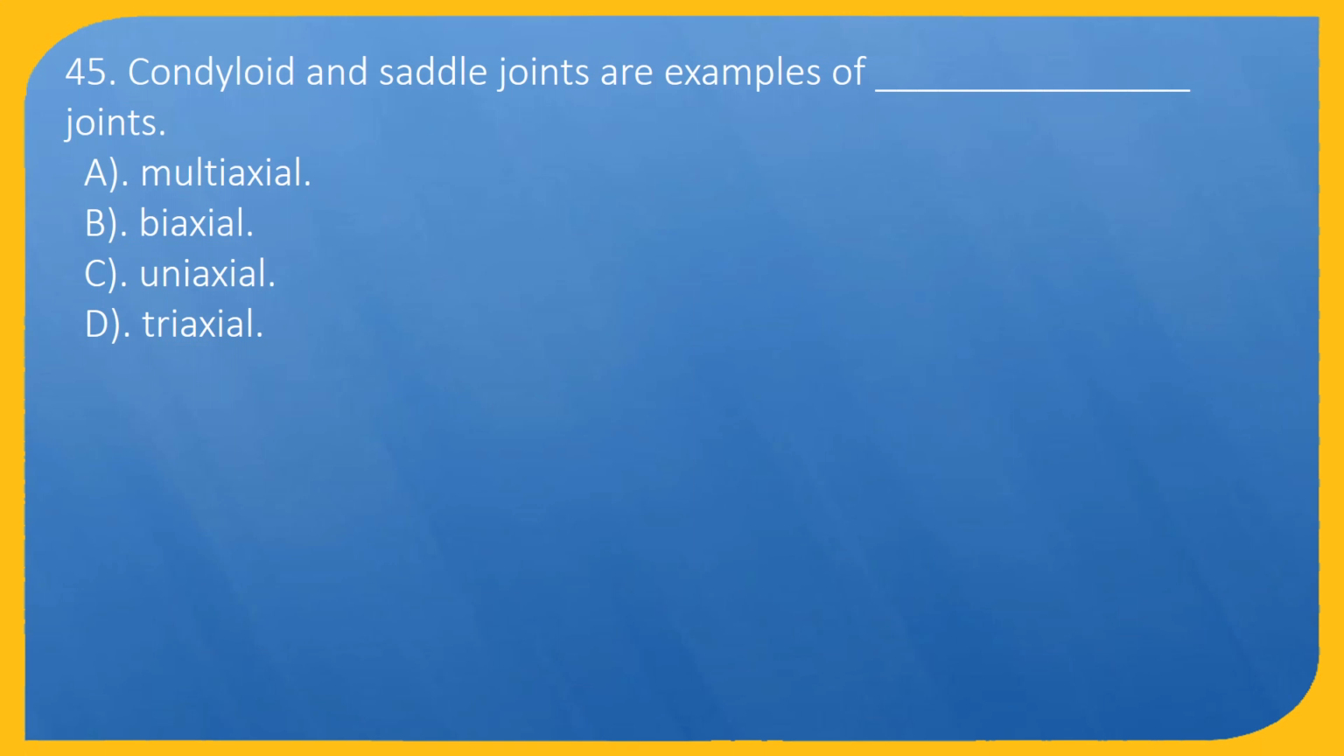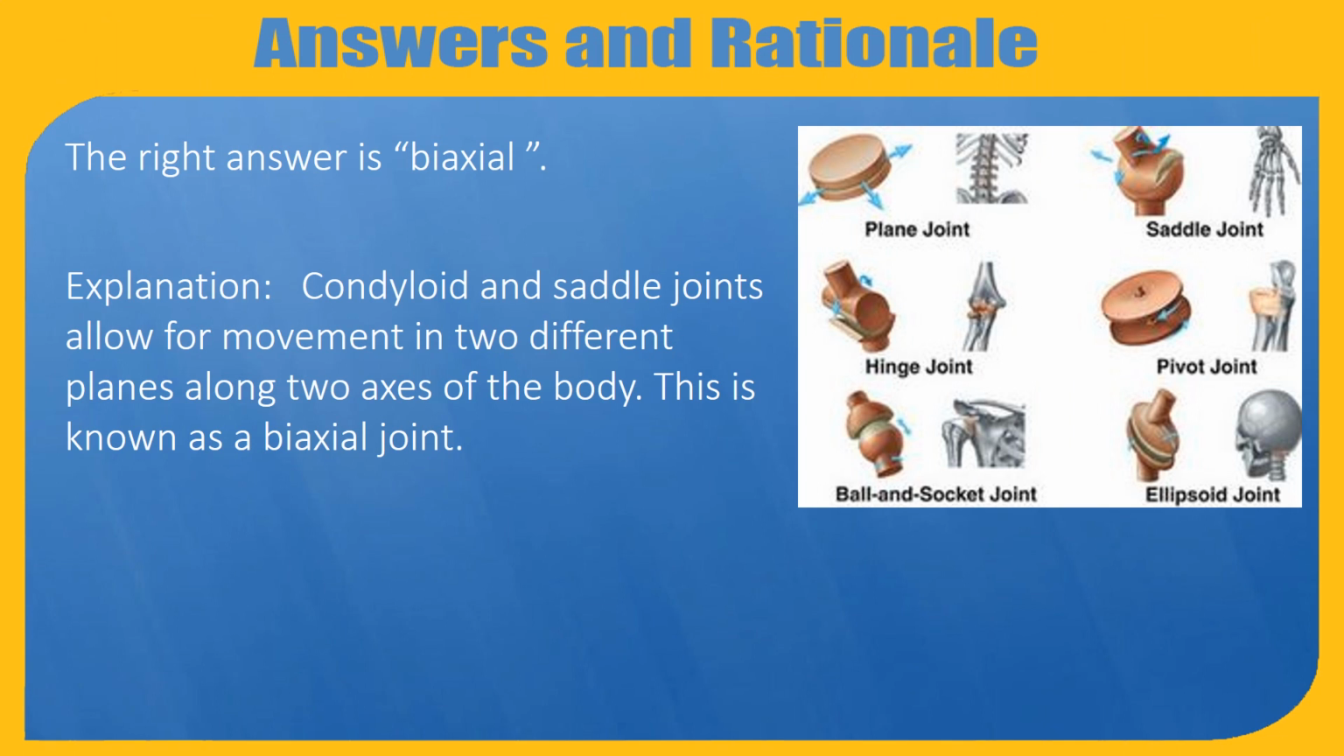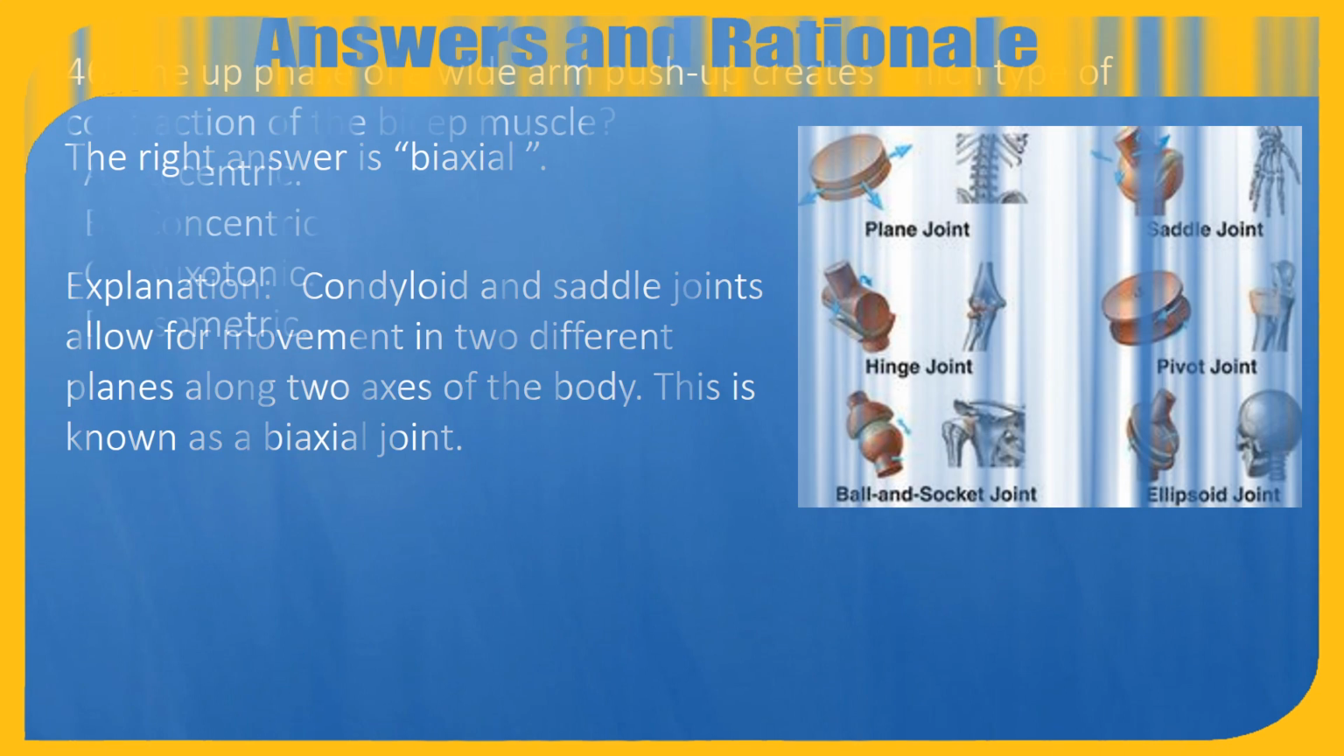Question 45. Condyloid and saddle joints are examples of what type of joints? A. Multiaxial. B. Biaxial. C. Uniaxial. D. Triaxial. The right answer is biaxial. Explanation: condyloid and saddle joints allow for movement in two different planes along two axes of the body. This is known as a biaxial joint.